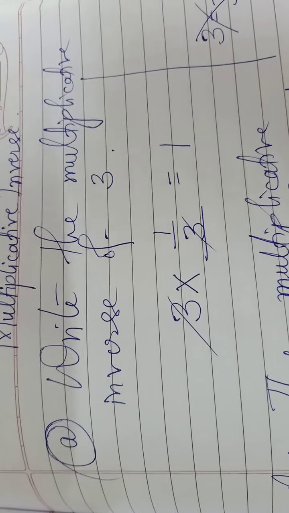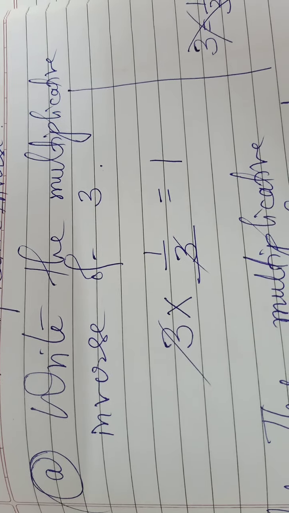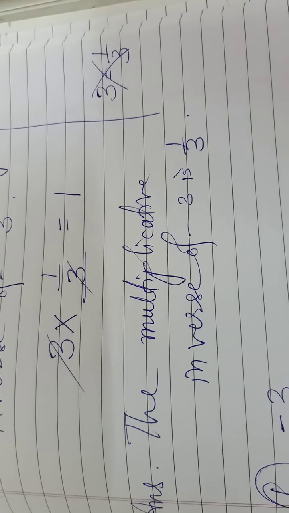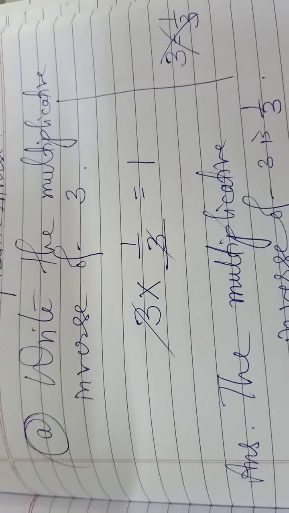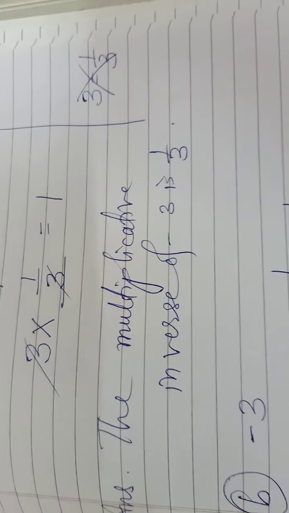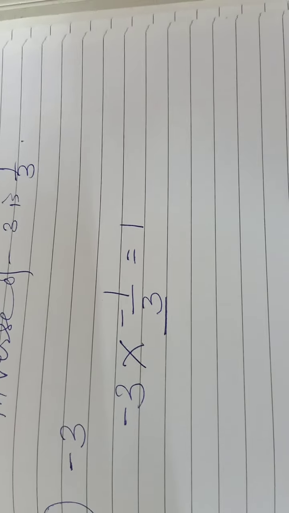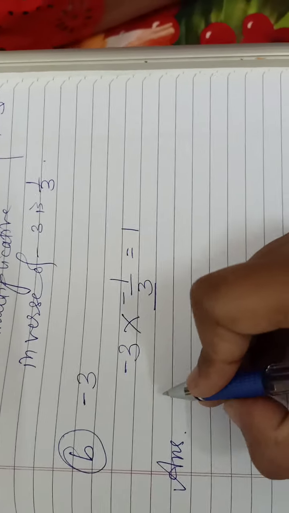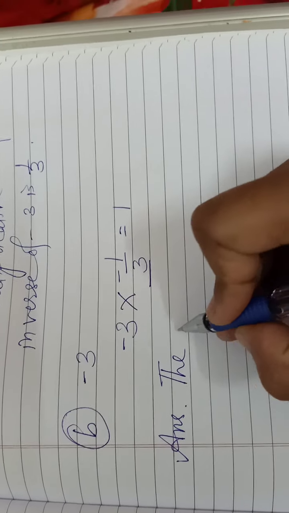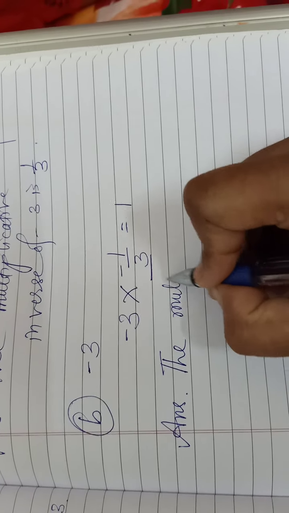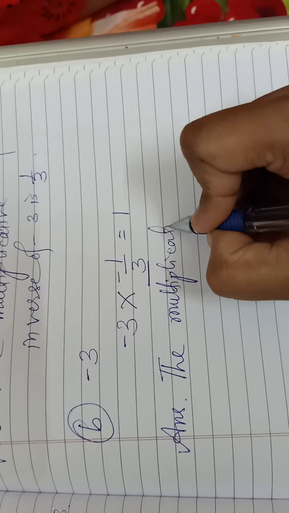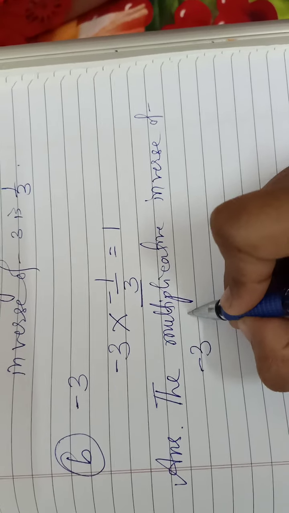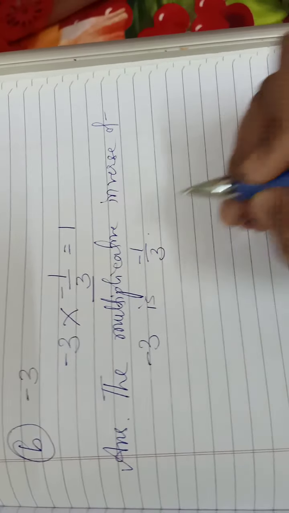If they are asking you to find the multiplicative inverse of any positive integer, then your answer is also positive, only you have to take the reciprocal. Okay. For 3, the multiplicative inverse is 1 by 3. For minus 3, the multiplicative inverse is minus 1 by 3. Again I am pointing out that you have to write the complete statement for writing the answer. The multiplicative inverse of minus 3 is minus 1 by 3.